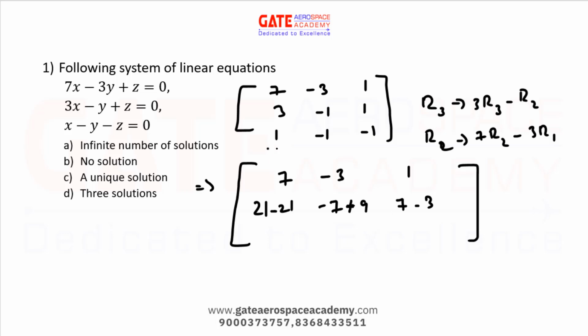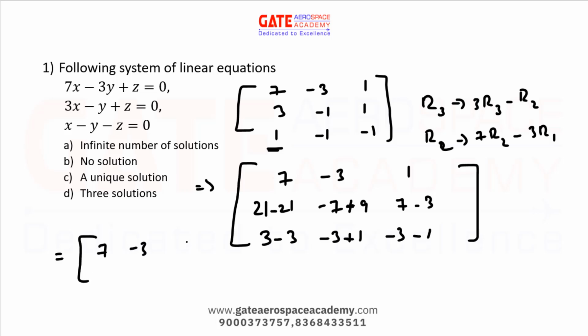Now let us check R3. R3 is 3 times R3 minus R2, so first we will multiply with 3: 3, -3, -3. Then minus R2, which is 3, -1, 1. So here we get plus 1 and minus 1. So what is this?